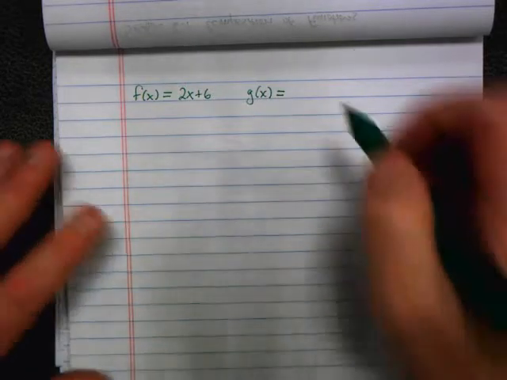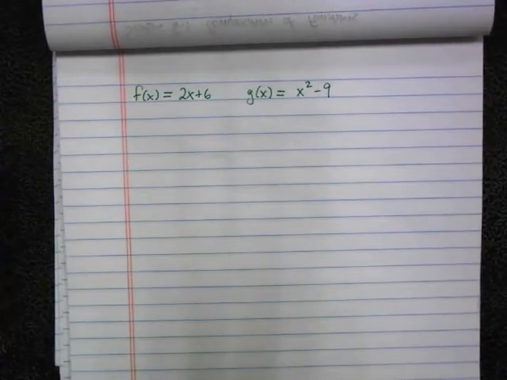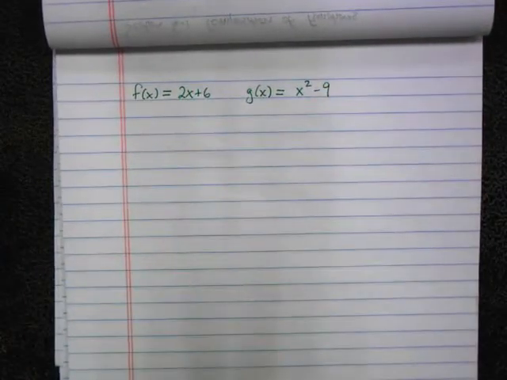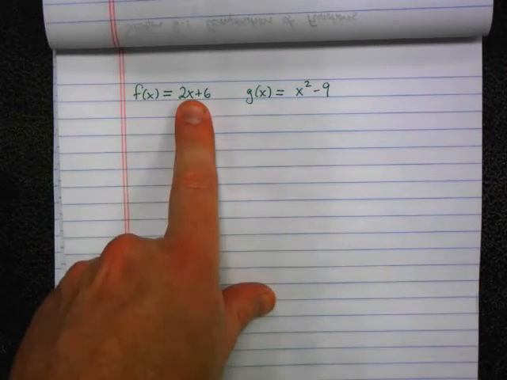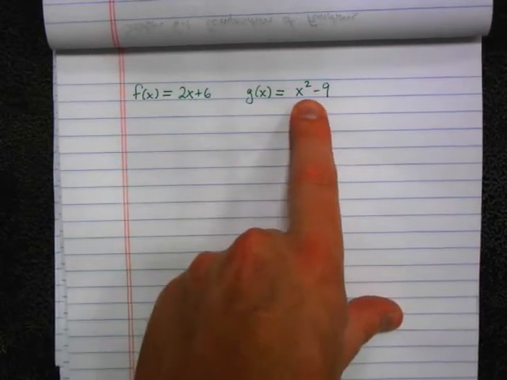I've got one, I guess. How about x squared minus 9? Why is the first one linear and the second one's quadratic? Because of the exponents, that's correct. The first one is linear because the only exponent on the x is a 1. The second one's quadratic because it has an x squared.